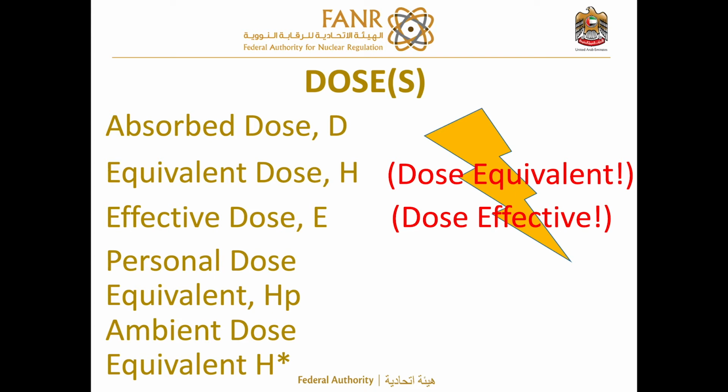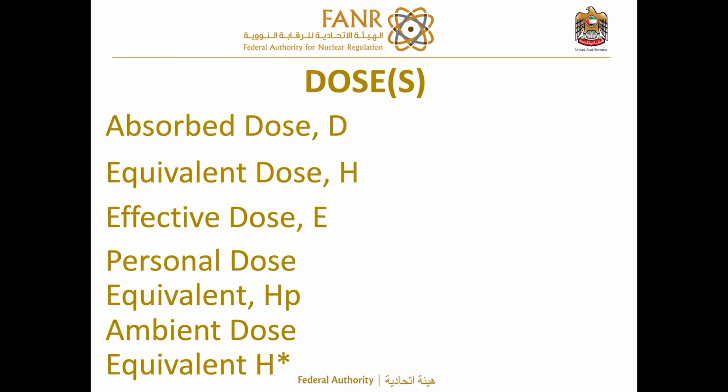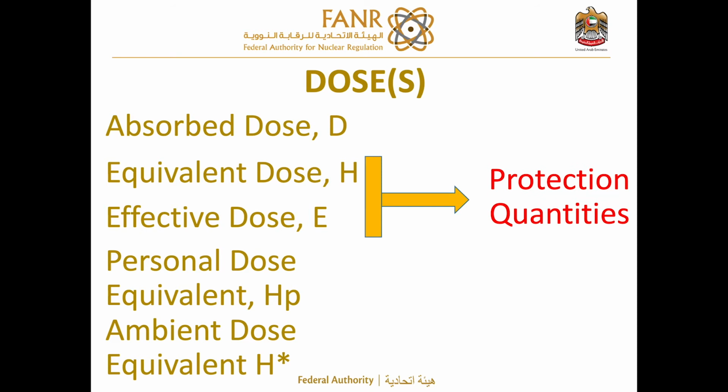These two quantities, equivalent dose and effective dose, are most important for us at FANR as regulators. They are called protection quantities, and they are used while defining those limits or constraints. They are a way to ensure protection to humans. So those limits, as you will notice in the regulations, are expressed in terms of effective dose over a year, or equivalent dose to specific organs over a year or multiple years.